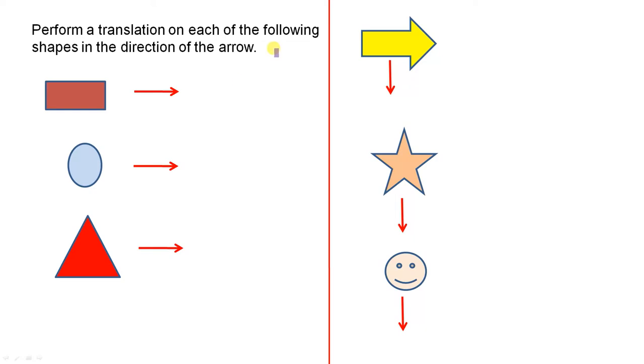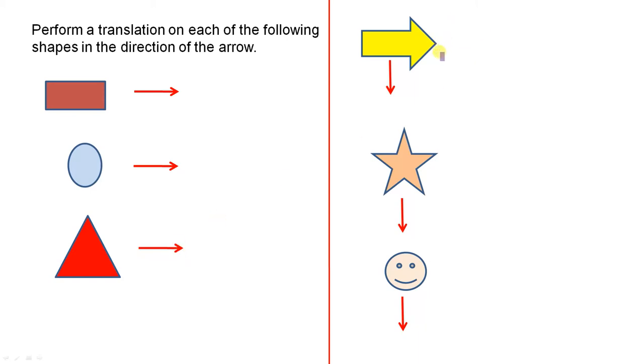So here we're asked to perform a translation on each of the following shapes in the direction of the arrow. So this shape here has to be moved in that direction. So we draw the image here after the movement takes place. Anywhere there is fine. It doesn't specify a particular distance, but it does specify a direction, so you can put it anywhere. The same with this oval, it moves in that direction, and the same with a triangle in that direction.